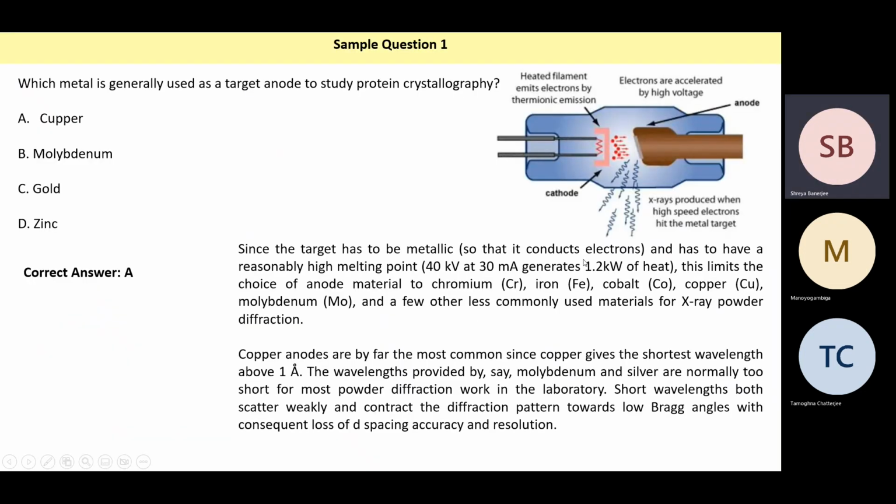That is why copper is ideal: the copper wavelengths are not so long that they pass completely outside the compound, and they are also not so short that they will miss the atom. So that is why copper is most commonly used as your target anode to study protein crystallography.